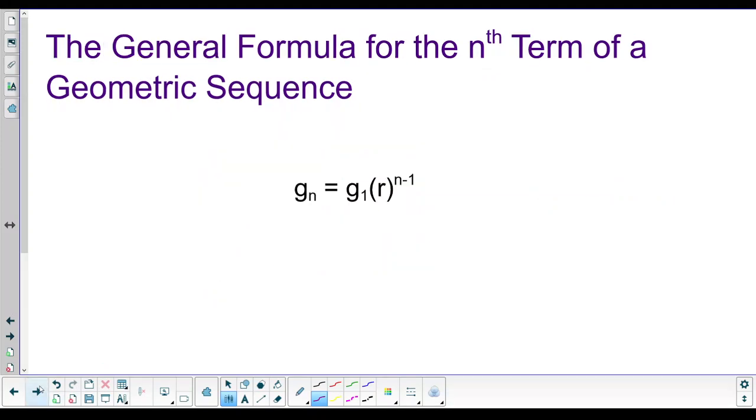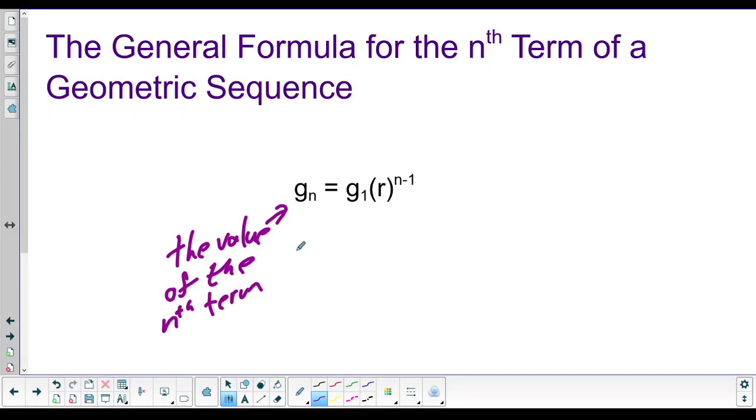So that brings us to our general formula that will work on any geometric sequence. So Gn, this is just the value of the nth term. So it's the value of the term you're looking for. And n could be any number you want as long as it's a positive integer. G1, the 1 indicates n equals 1. This is your first term.